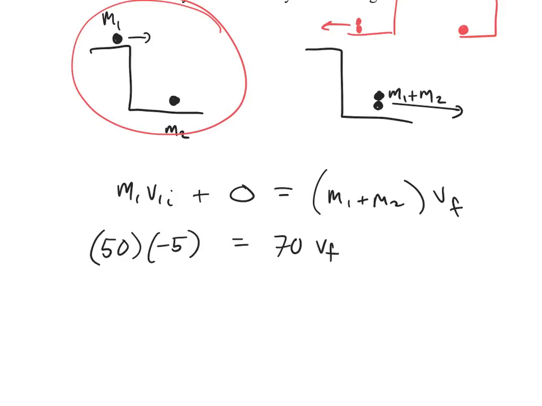If you suddenly are carrying more weight, can you go faster? If anything, you go slower. So the answer that you get here should be less than -5 for VF. It should be something smaller in value, in magnitude, than the -5. Okay, Steve, what do you get?